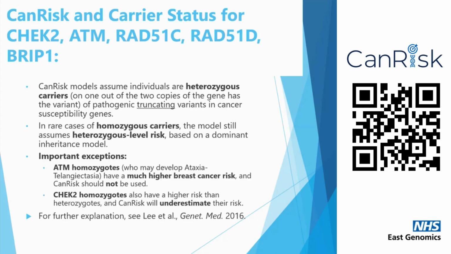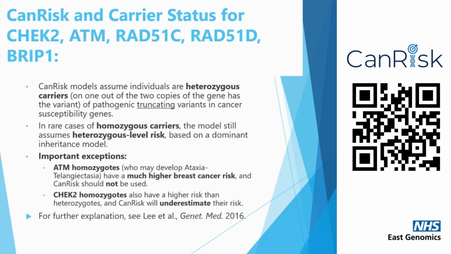They all assume that the patient is a heterozygous carrier, i.e. they've got one regular copy of the gene and one with the pathogenic variant, not that they've got pathogenic variants in both copies of the gene, in which case we'd call them homozygous carriers. So you can get homozygous carriers with the ATM gene, and they've got a condition called ataxia telangiectasia. They're at a very high risk of breast cancer and they're screened based on a separate protocol.